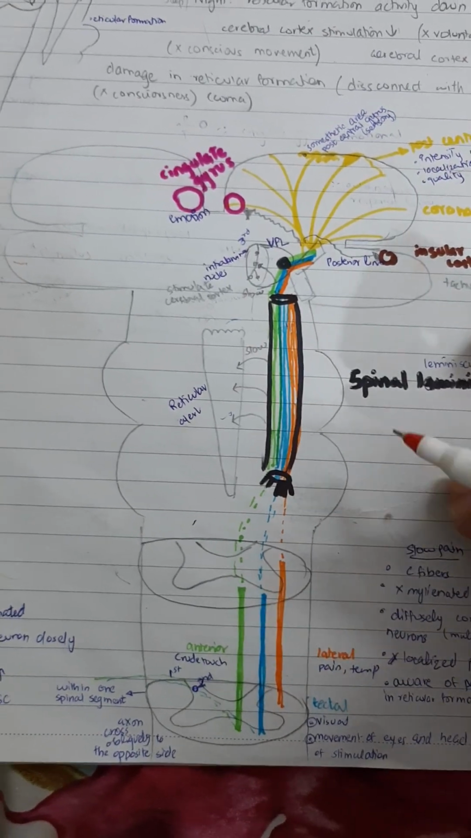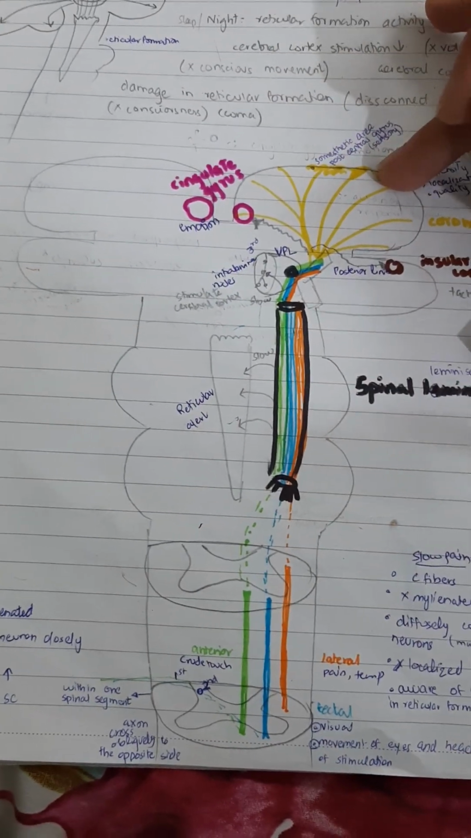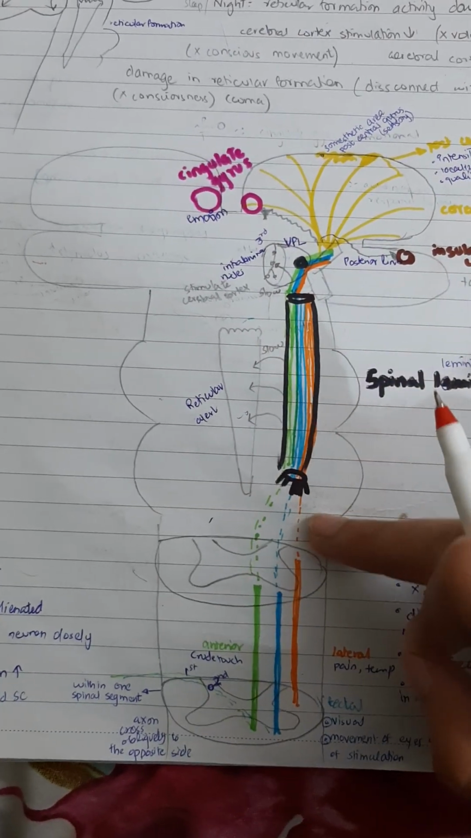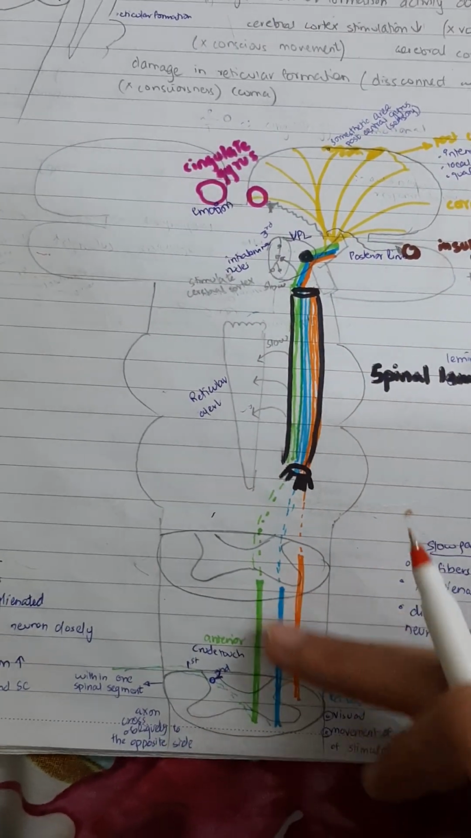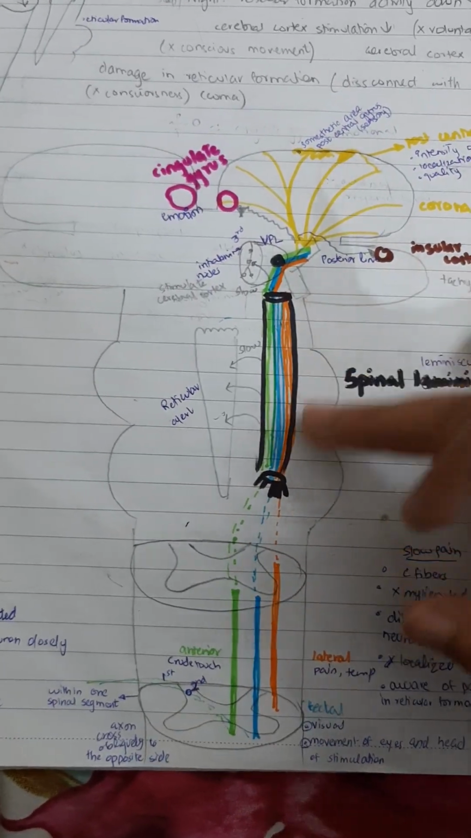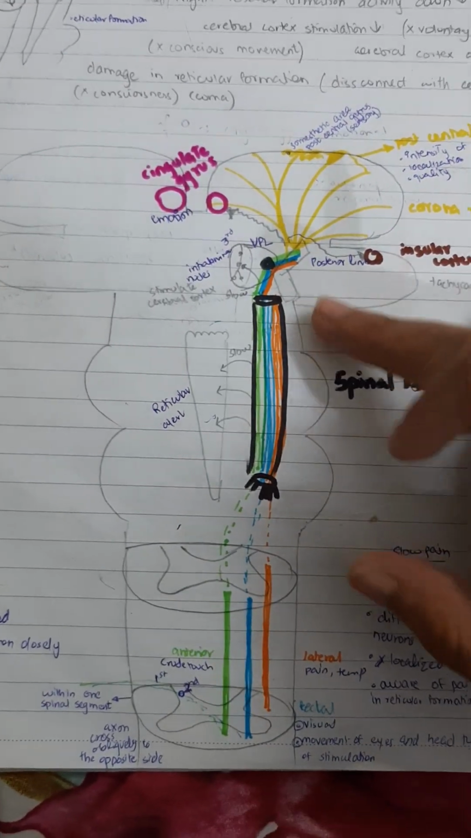Then what really happens is this. You have this one, which is your cerebral cortex, this one's your midbrain, this is the pons, medulla, and then your spinal cord. So these tracks ascend upwards, and something really amazing happens in your medulla, pons, midbrain.